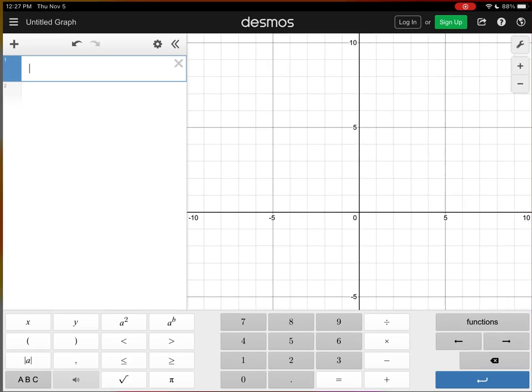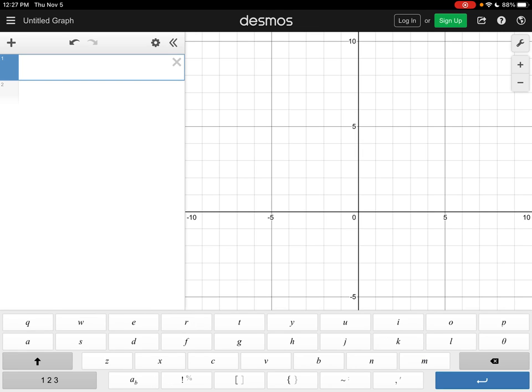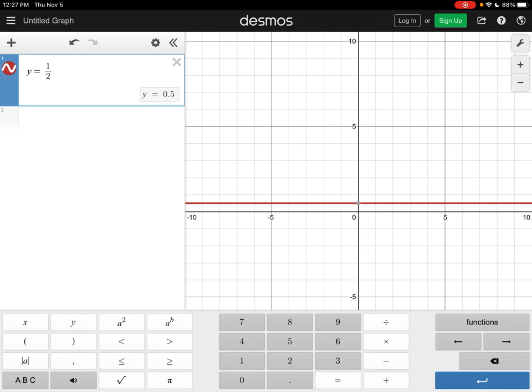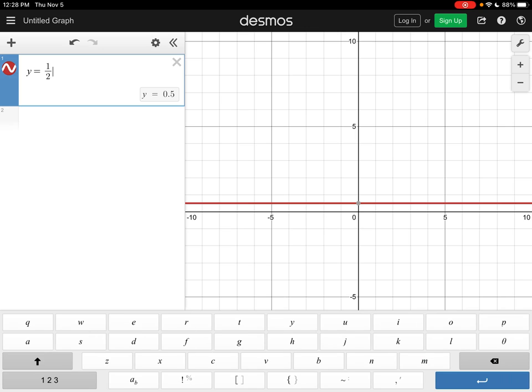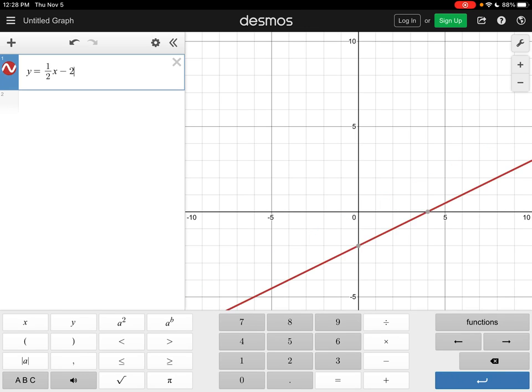I'm going to switch to Desmos. You guys are watching in real time. We're going to type in both of those equations. So I do y equals, and then I'm going to do 1/2 x, 1/2. Let me arrow over, type in x, minus 2. And notice it graphs that line for us. Desmos is really nice and neat.